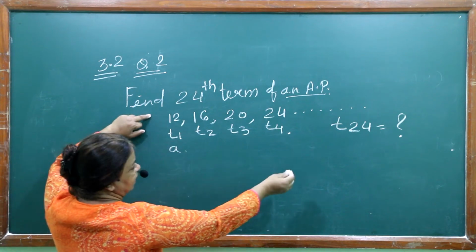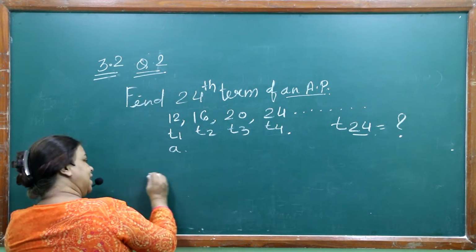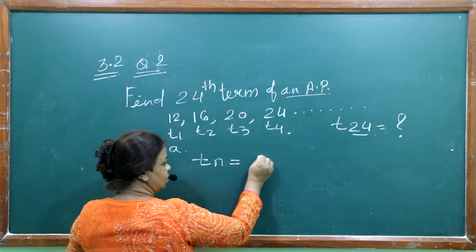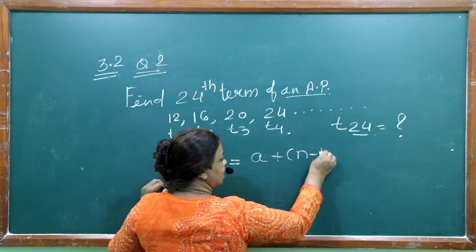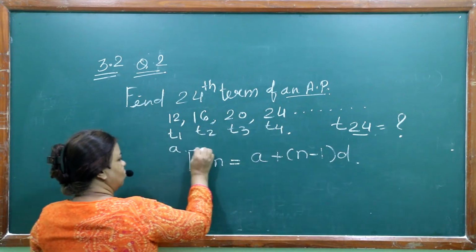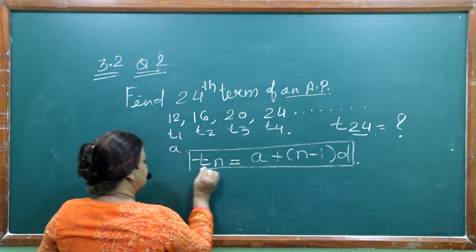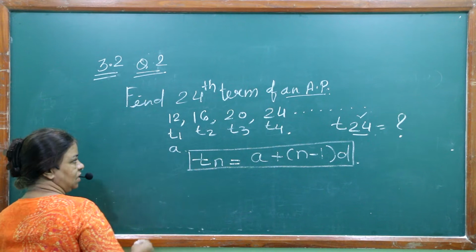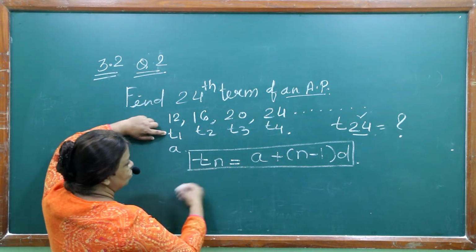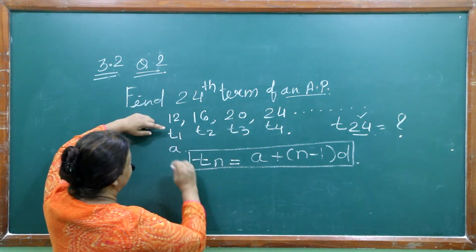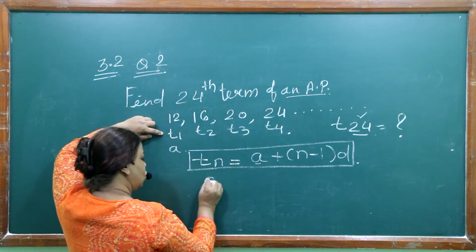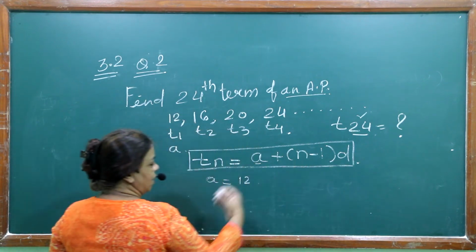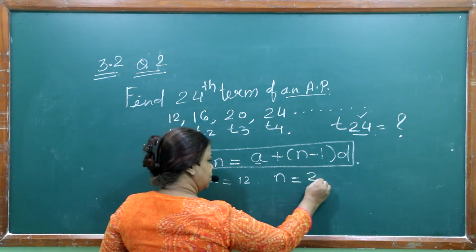If I want to find out T24, the formula which I will be requiring, yes children, everybody knows, is Tn equal to A plus n minus 1 into D. This is the formula which will help me find the 24th term. So here, let me compare. A is T1, so A is equal to 12. I need to find out D. I know n. n is 24.